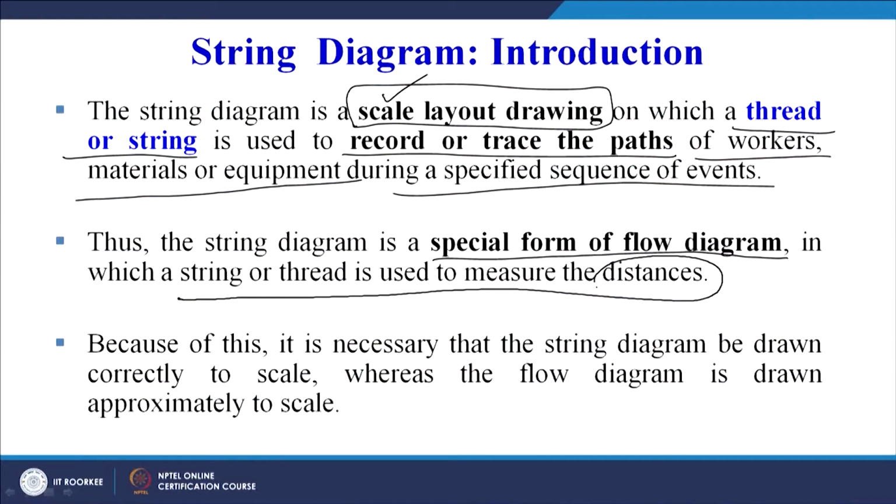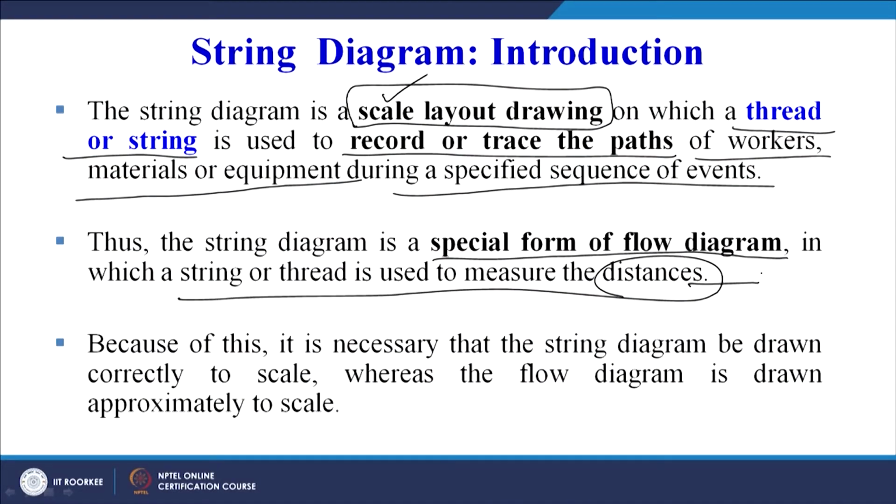It is same, but that is a 2D drawing in which we depict it with the help of arrows and with the help of lines. But here, instead of lines, we will be using a string. So, this we can say from 2D we are adding into the third dimension also, because string will be in the third dimension. So, it is a special form of flow diagram in which a string or a thread is used to measure the distances.